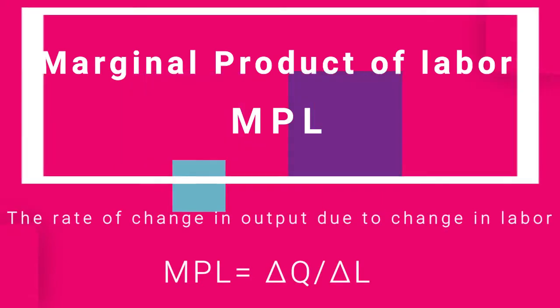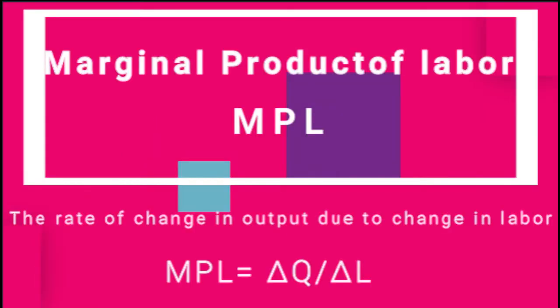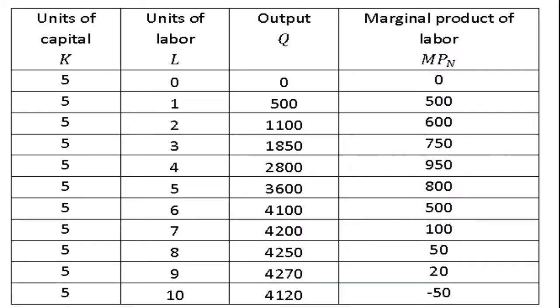Marginal product of labor, MPL, is the rate of change in outputs due to change in inputs. So MPL equals the change in outputs, which is the change in quantity produced, over the change in inputs, which is the change in labor. Let's see an example of a short-run production function.